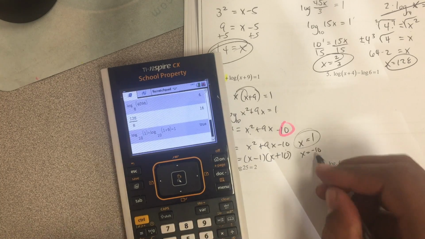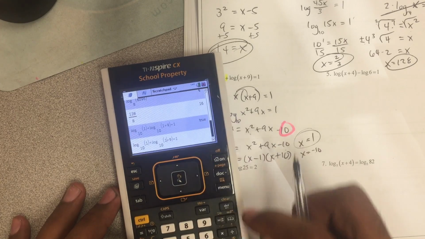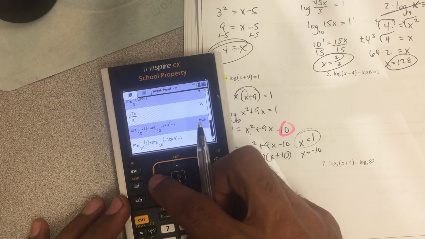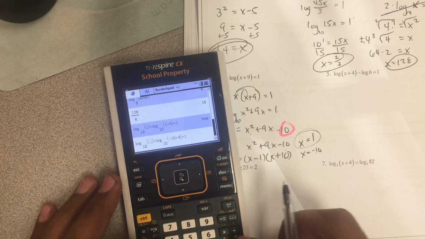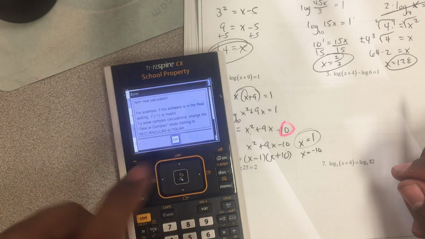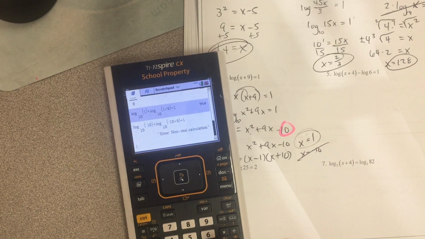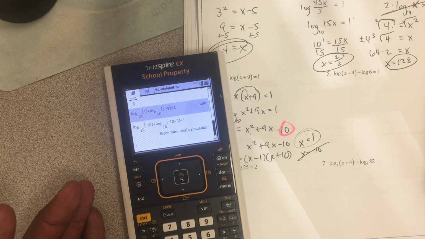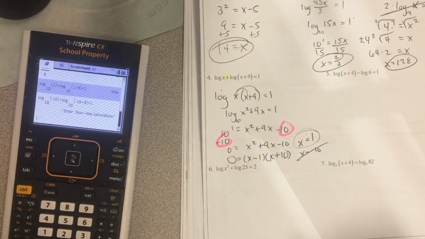So this one works. But now let's check this one. Again, I'm just going to copy this one and edit it. So here I'll put a negative 10 instead. And there, do the same thing. And look, I get this says non-real calculation. Doesn't work. So that means that this one is no good. There's only one solution there. Okay, so we have to do this as we go through. Okay, I want you guys to try this one and this one. Try it out on your own.